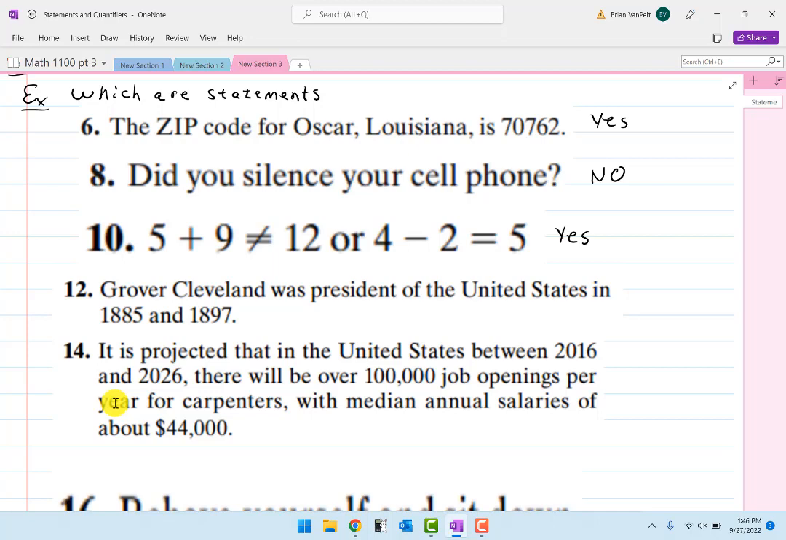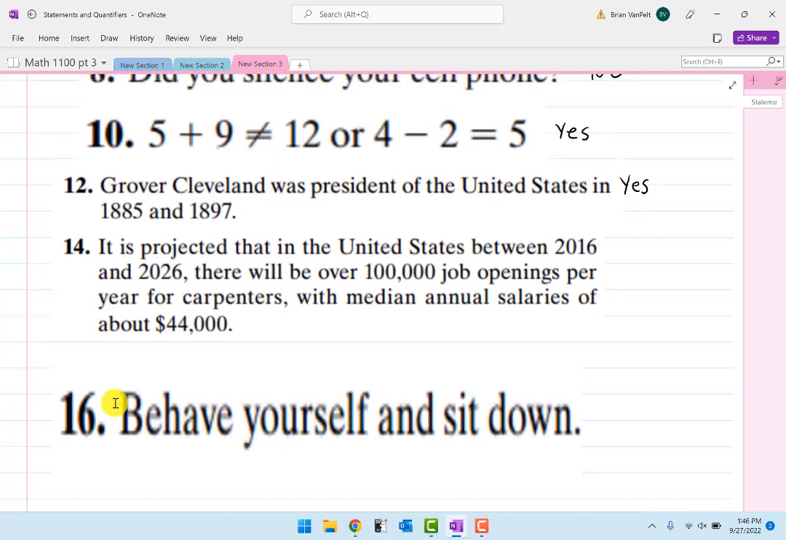Number 12, it is making it once again a declarative statement. It is saying that somebody was president. Whether it's true or false is irrelevant to this question. It is in fact a statement. Let me pull 14 up here. So it's projected. That means that something is being declared. So it is a statement. Once again, whether it's true or false does not matter. The fact that it was projected means that that statement either is true or false.